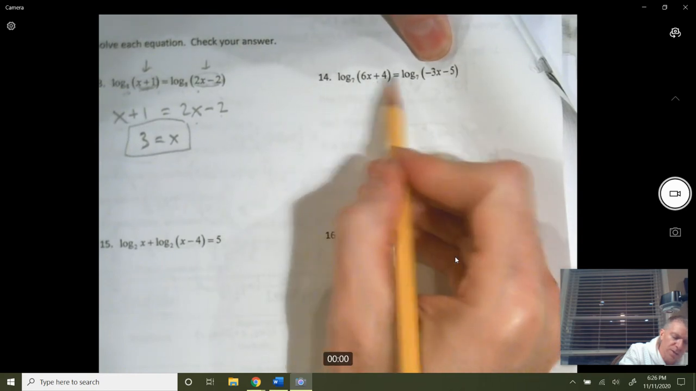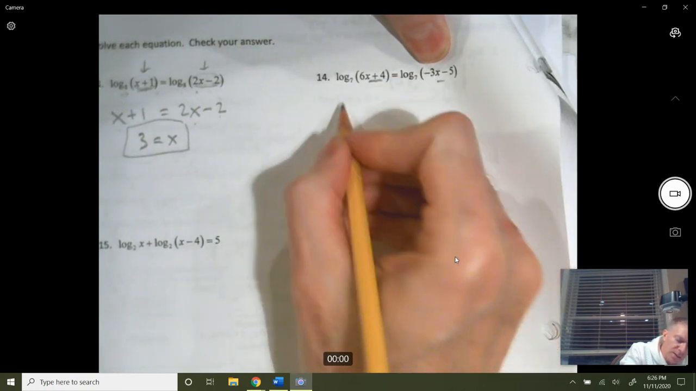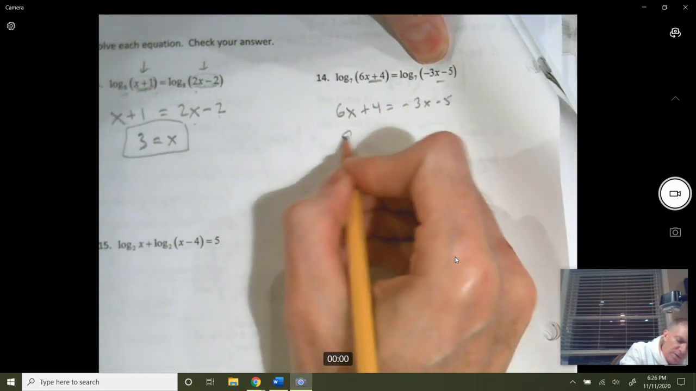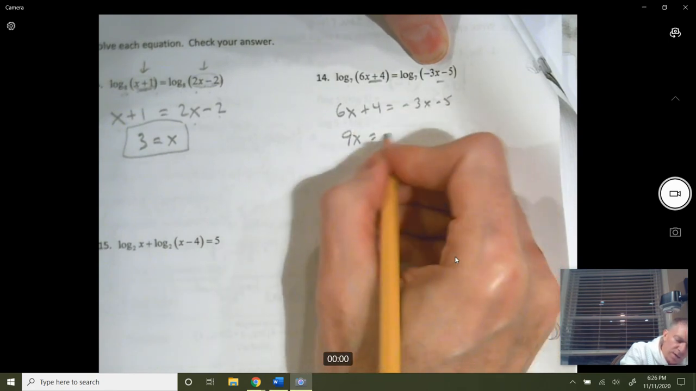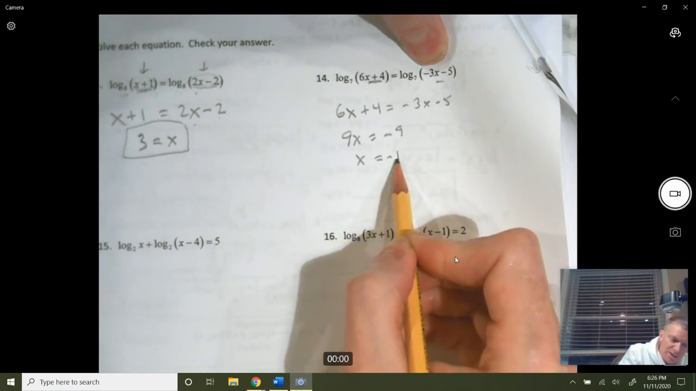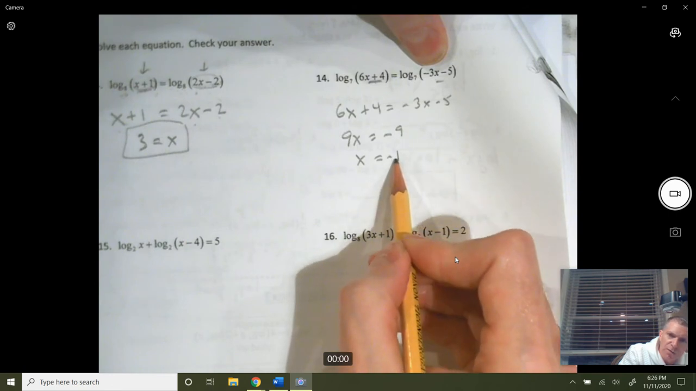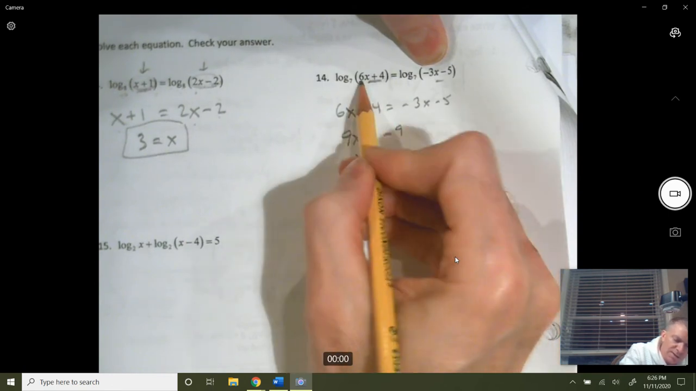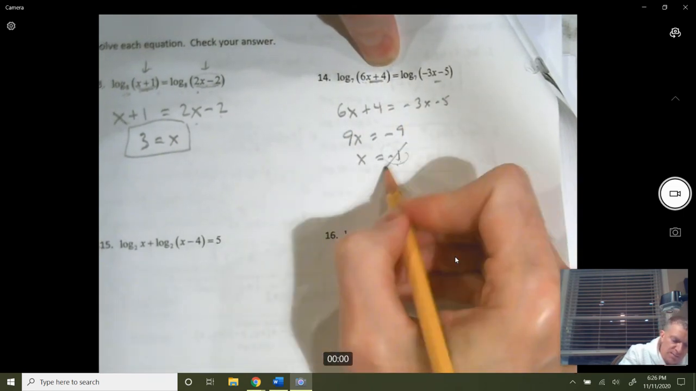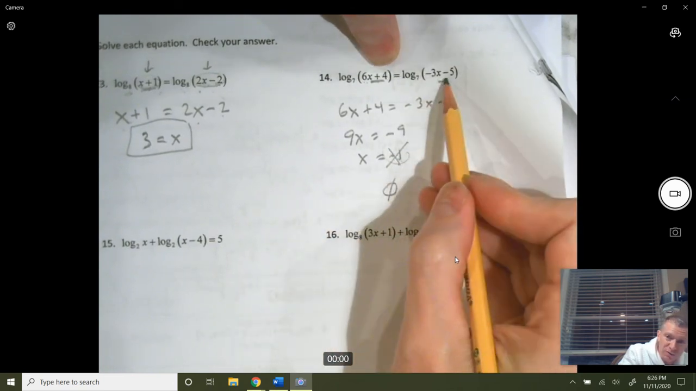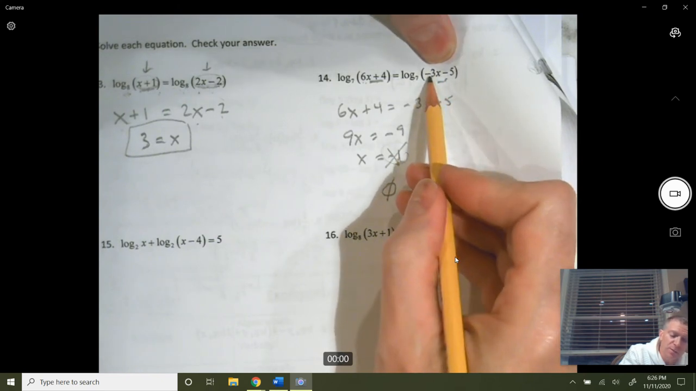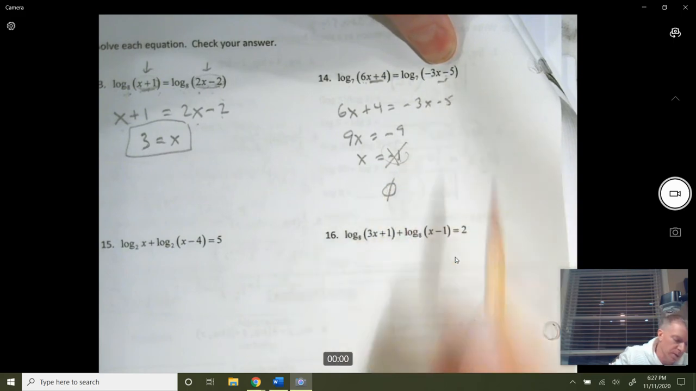Log base 7 of something equals log base 7 of something else. We can set the arguments equal. 6x plus 4 equals negative 3x minus 5. Add that over there. We've got 9x equals, subtract that over there, equals negative 9. X equals negative 1. Now that doesn't necessarily mean this is extraneous. We just have to double check. Does this make either of our arguments negative? Plugging in negative 1 here, 6 times negative 1, that's negative 6 plus 4. Uh-oh, that's a problem. So this is extraneous. So we would say no solution. We don't even have to check over here. We could also check. Negative 3 times negative 1 gives you positive 3. Positive 3 minus 5 gives you negative 2. So this would have been a problem also.